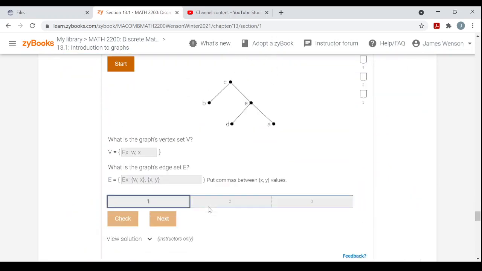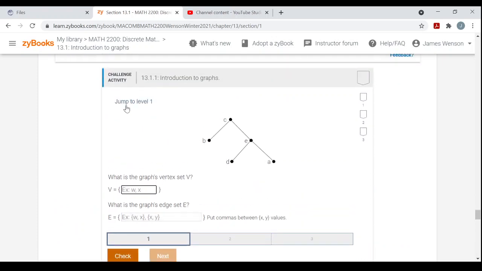All right, then the challenge activity. What is the graph's vertex set? Easy. And the edge set. And don't forget to use set brackets. Put braces instead of parentheses, right? And put commas between values and stuff like that. They'll give you examples here. That should be pretty simple. Vertex set and edge set.